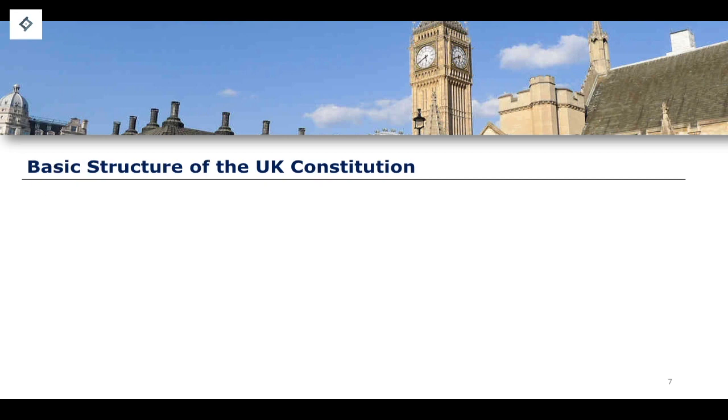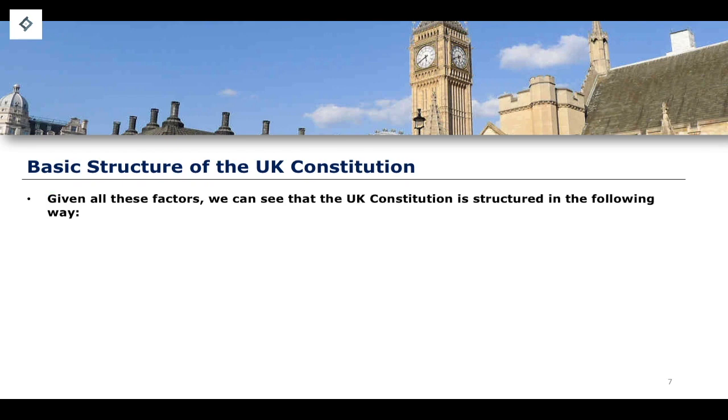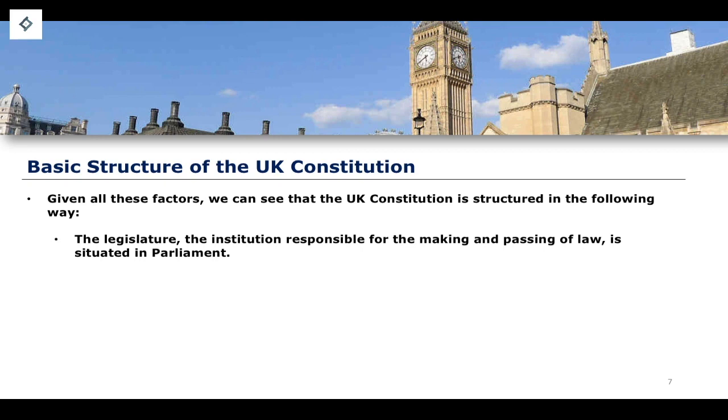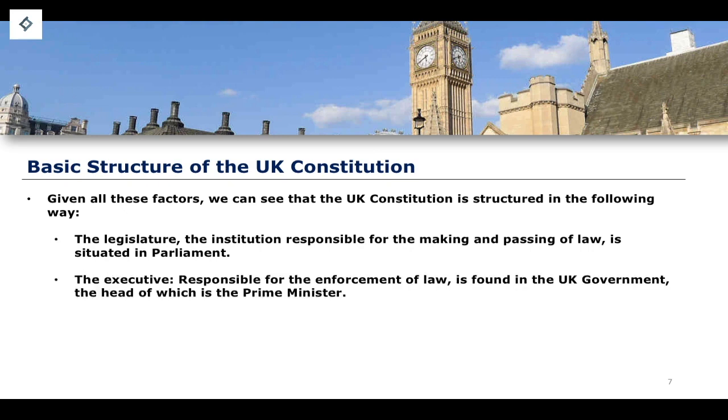Finally then, let's look at the basic structure of the UK's constitutional framework. We know that the UK constitution is structured in the following way. We have the legislature, the legislative branch. The legislature is the institution within government which is responsible for making and passing new laws, new statutes. These come from Parliament, Westminster Parliament, and Parliament is the supreme authority for the legislature in the United Kingdom.